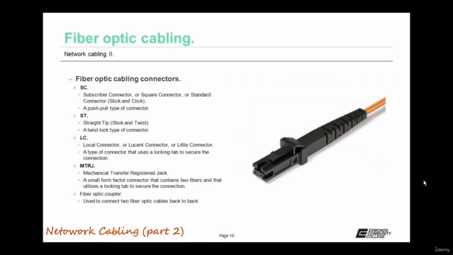Similar to the LC is the MTRJ, the Mechanical Transfer Registered Jack. It's a small form factor connector that contains 2 fibers and that also utilizes a locking tab to secure the connection. You might also find a fiber optic coupler. Guess what it does? It's used to connect 2 fiber optic cables back to back.